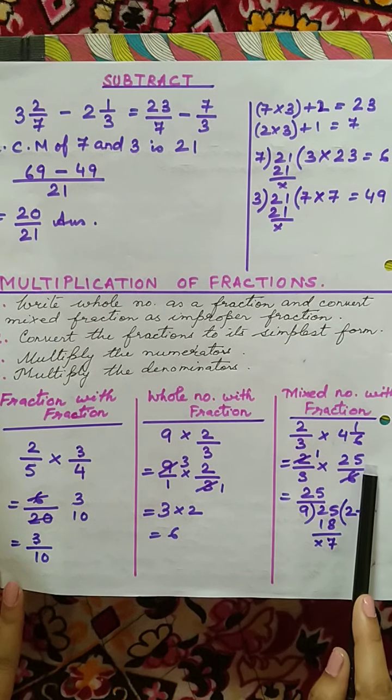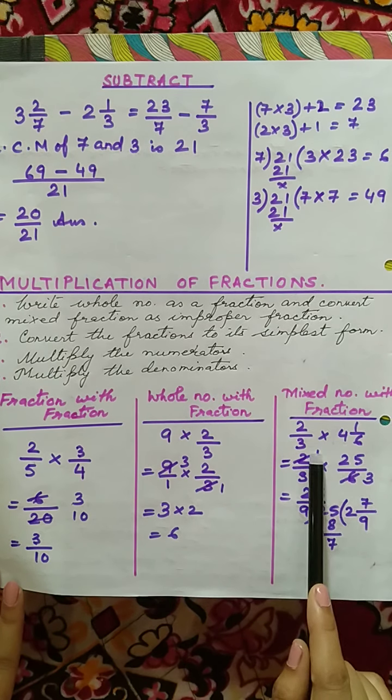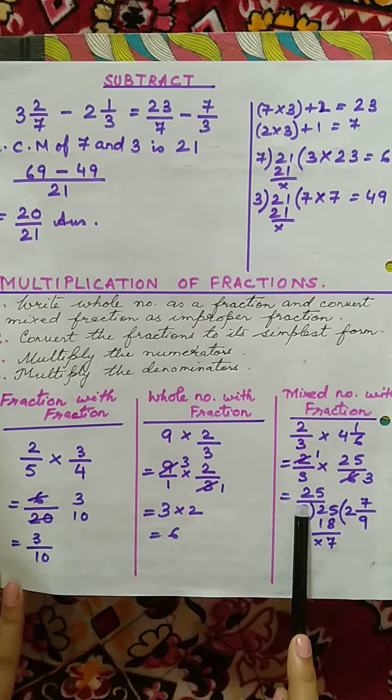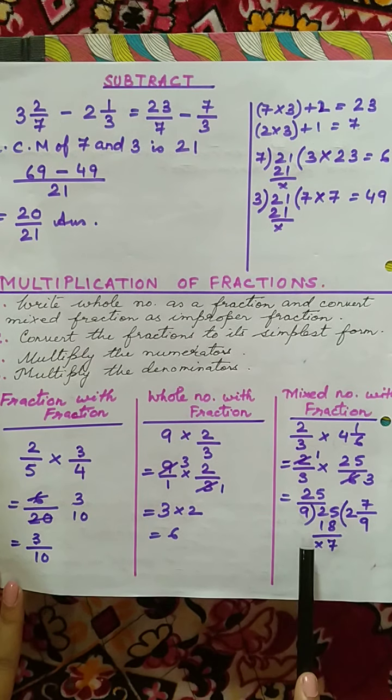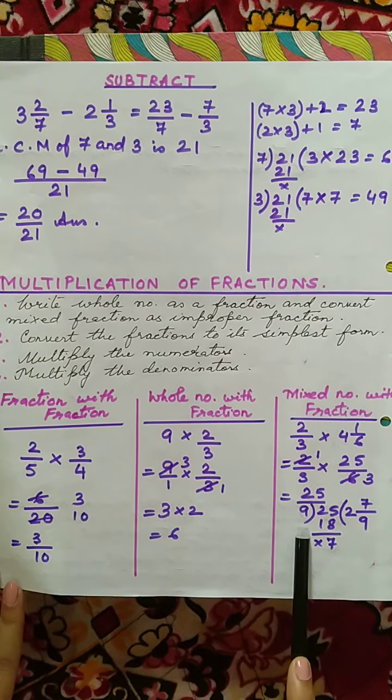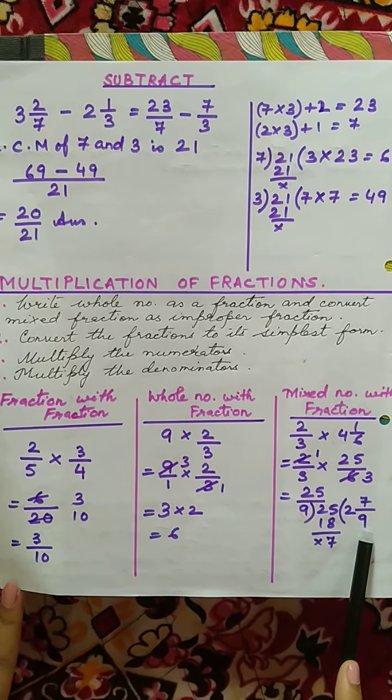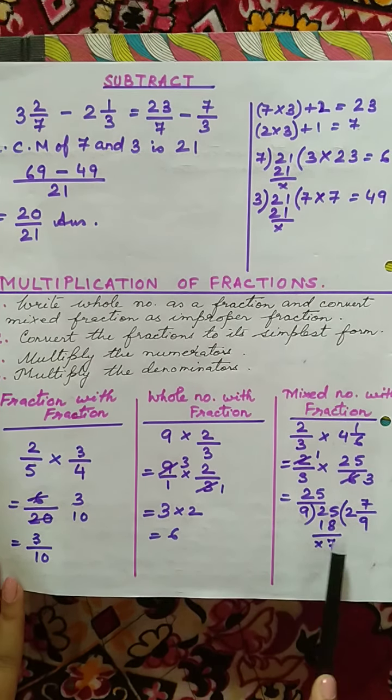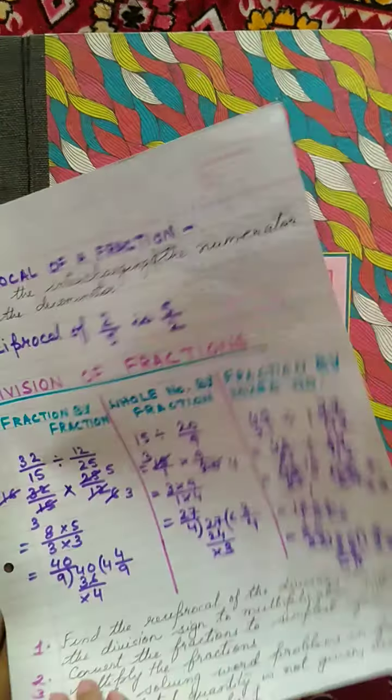So we multiply the numerators. 25 into 1 is 25. 3 into 3 is 9. 25 by 9 is an improper fraction, so we change it to a mixed fraction. I hope this is clear.